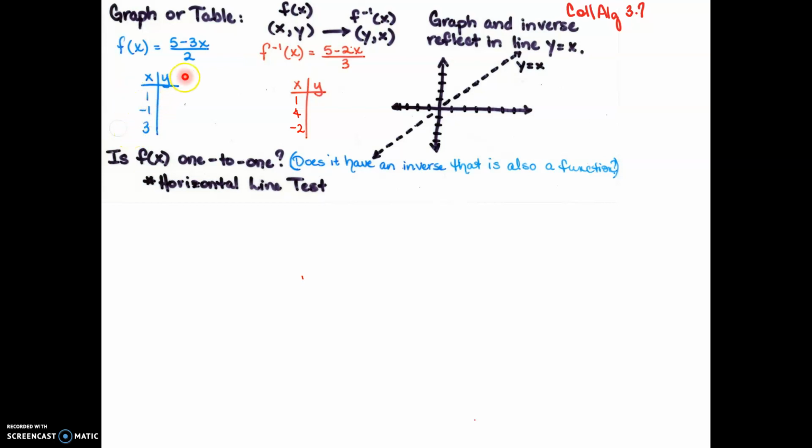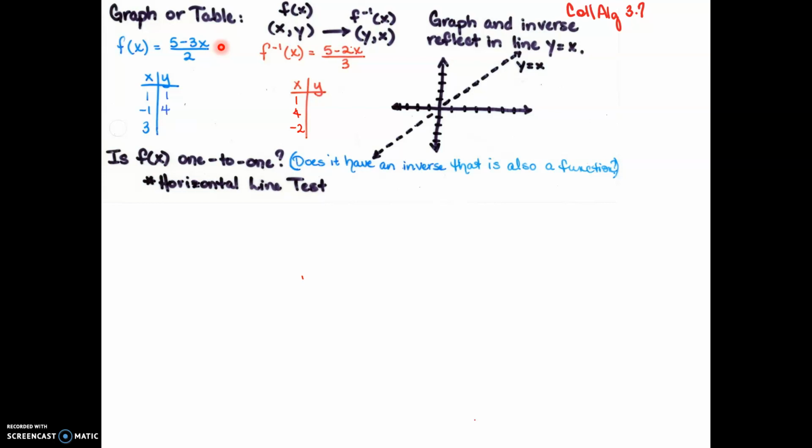So let's start with 1. If we plug 1 in, we're going to get 5 minus 3 times 1. So that'd be 5 minus 3. So 2 divided by 2 is going to give us 1. Then let's plug in negative 1. So negative 3 times negative 1 is going to give us positive 3. 5 plus 3 is 8. 8 divided by 2 is 4.